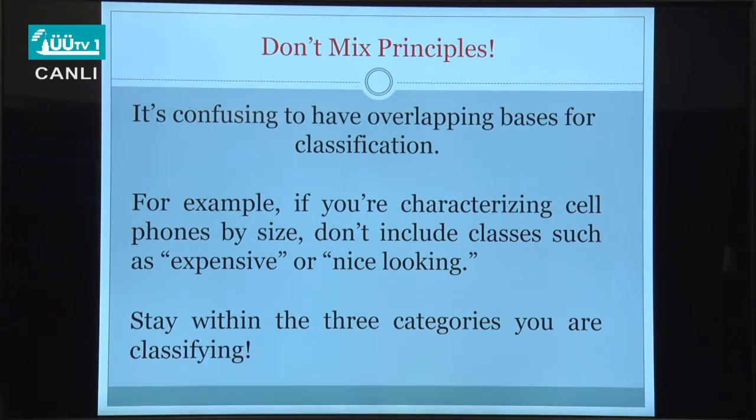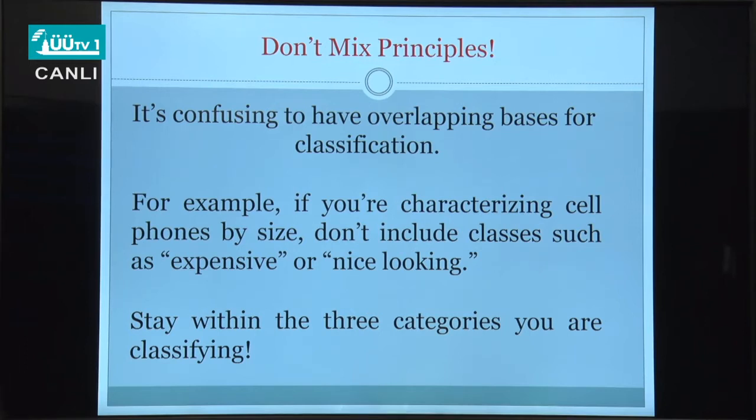Again, a very important warning is do not mix principles. It's confusing to have overlapping bases for classification. If you are classifying cell phones and you are dividing them into categories like big, large and expensive, it means that your principle is not straight. For example, if your principle is the size of the cell phones, you should stick to the size.